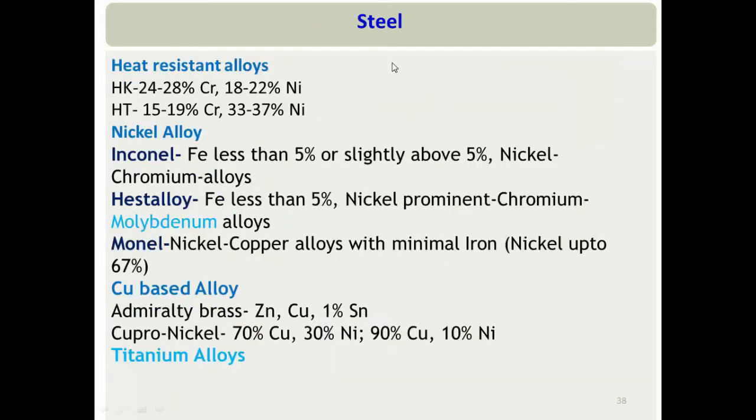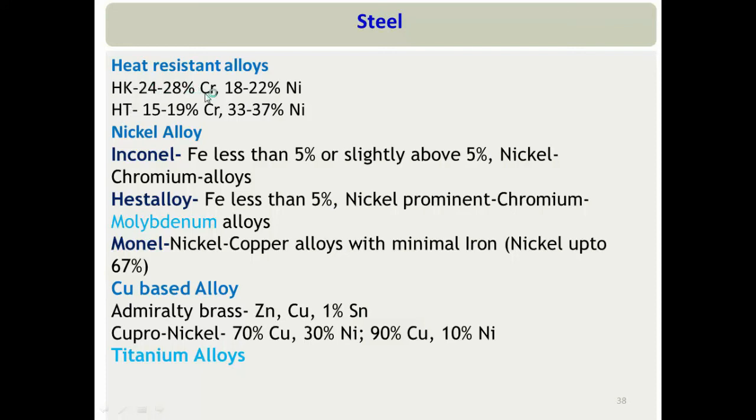Now, apart from these steels, we also use heat resistant alloys. We have just discussed this. They have very high creep resistance. They can be used at very high temperature, above 1000 degrees Celsius. They are usually represented by H. The first letter will be H, and the second letter could be D, E, F, G, H, I, J, K, whatever, based on the composition.